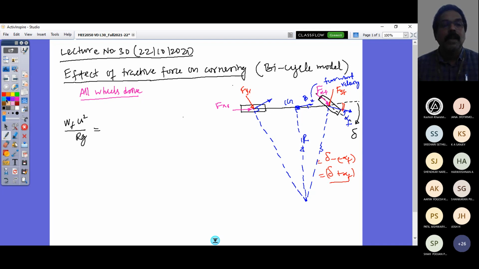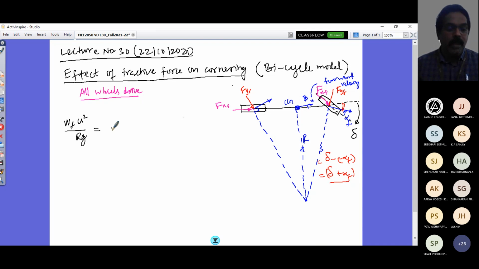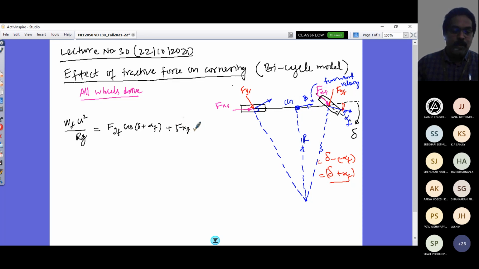So how do I get that is what I'm now going to explain to you. Let us consider now in the front I'll have Fy. Let me write the equation, then explain it. Fyf cos of angle (delta plus alpha f) plus Fxf into sine of (delta plus alpha f). I have this force and this force. So the forces along the lateral direction, along this line, are what is causing this, right?